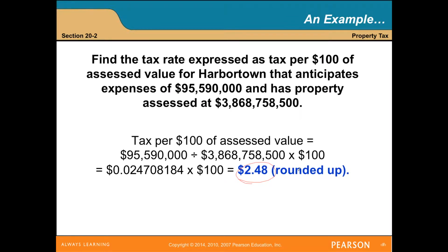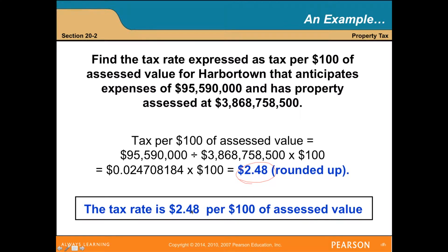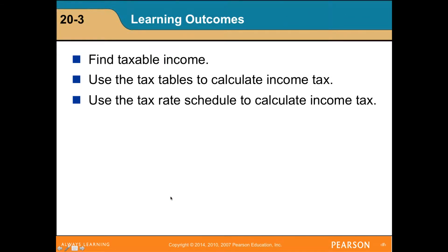You round it up. It'll give you a long decimal. The tax rate is $2.48 per 100 of assessed value. So like 2.5% basically. Because if you're looking at this as $100, $2 and almost 50 cents is 2.5% of assessed value, or more precisely 2.48% of assessed value. And you can say it as a percentage because it's out of 100. It's out of $100 rather.